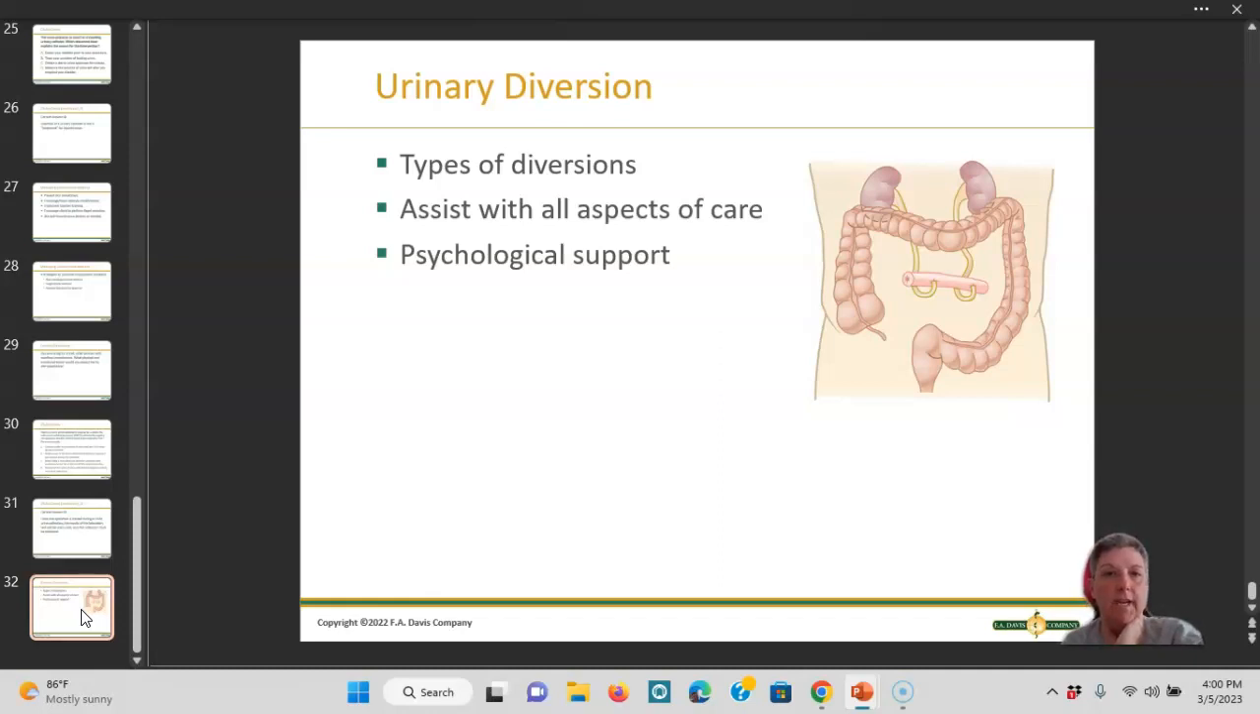Okay. So diversions, just also know your diversions, the types of diversions, assisting with aspects of care and psychological support. So this is going to sound an awful lot like a colostomy. They must be able to look at it, assess it, be able to cath themselves, or be able to change the bag or change the catheter in order to go home.